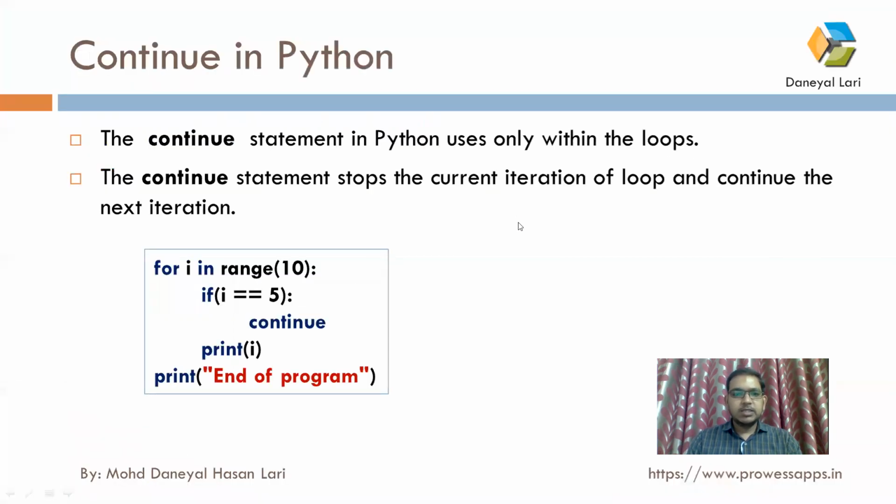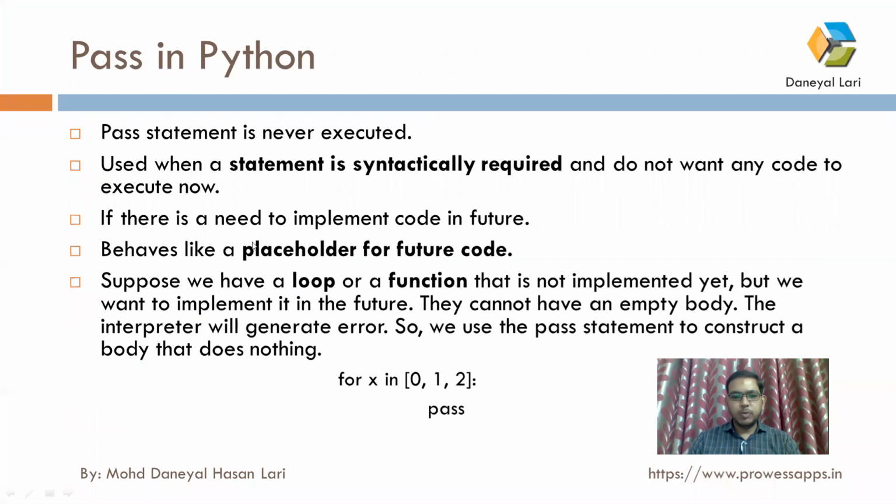Next statement is the pass statement. A few points that you need to remember: the pass statement is a null operation, used when a statement is syntactically required but you do not want any code to execute now. The requirement is that syntactically we need to write this, but the implementation we will do in the future. That's why we use the pass statement. If there is a need to implement code in future, it behaves like a placeholder for the future code.